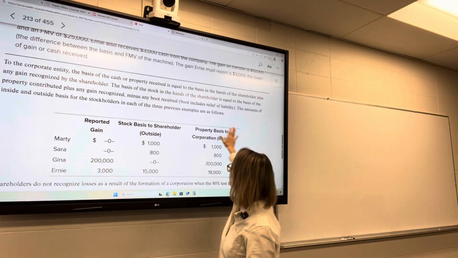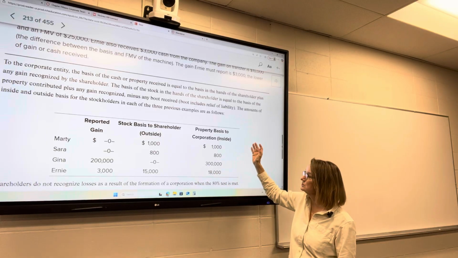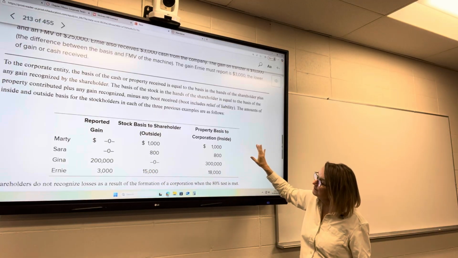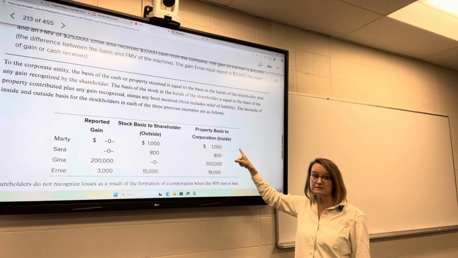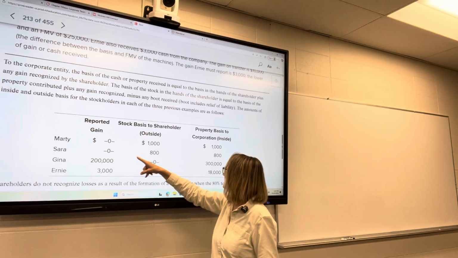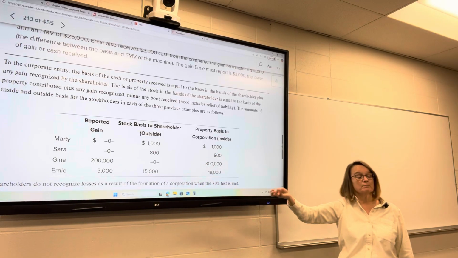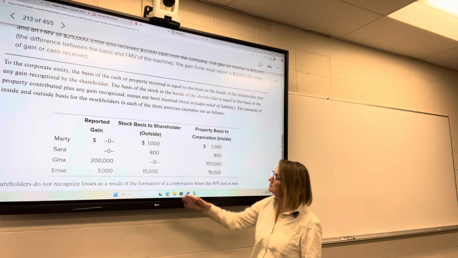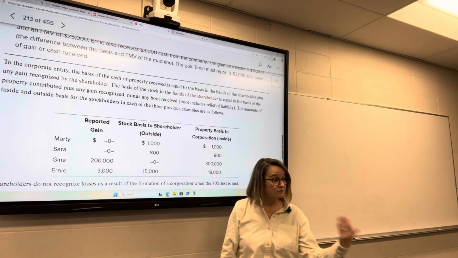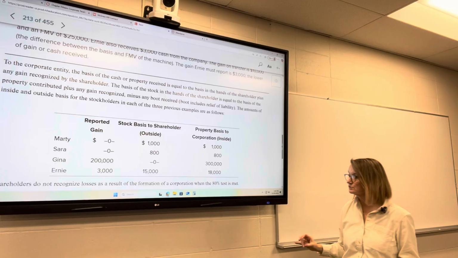So Marty, if you recall, Marty contributed $1,000, and in exchange, he got 100 shares of stock. So his basis in that stock is $1,000, right? And now the company's basis in that cash is $1,000 as well. Sarah, remember, contributed a bond that had a basis of $800, but a fair market value of $1,000. She got 100 shares of stock. Her basis is $800, which was the basis to her. The basis transfers over to the corporation as well, $800.